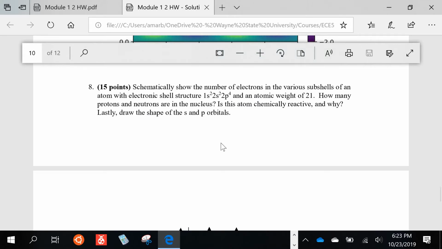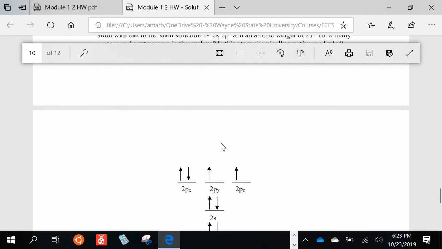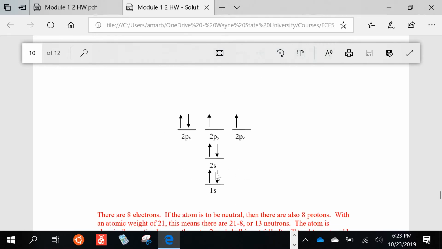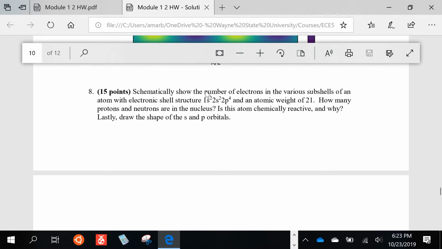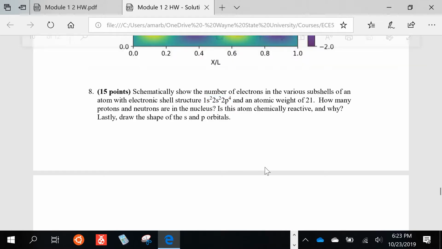Number 8. So I'm moving on now to the next question. This is a very simple question that requires no calculations. What I would expect you to be able to do is just draw this type of diagram for an atom that I give you, and indicate the shorthand electronic shell structure for certain atoms.